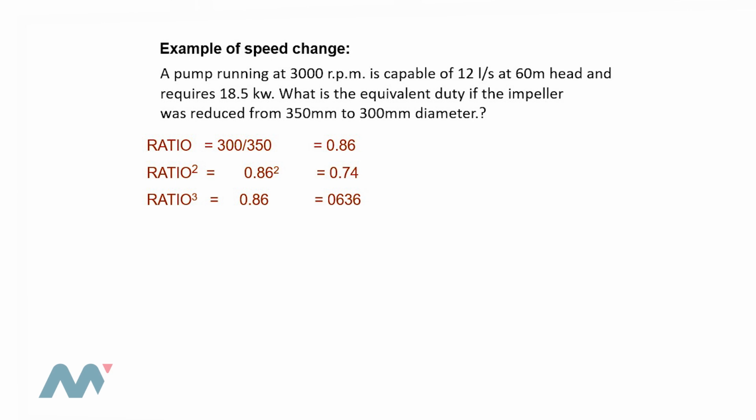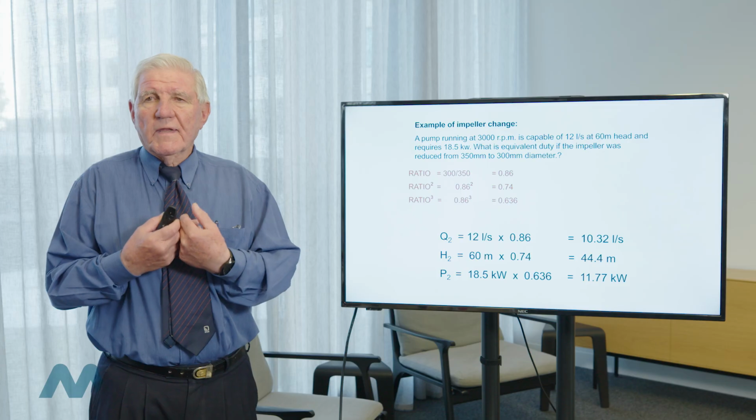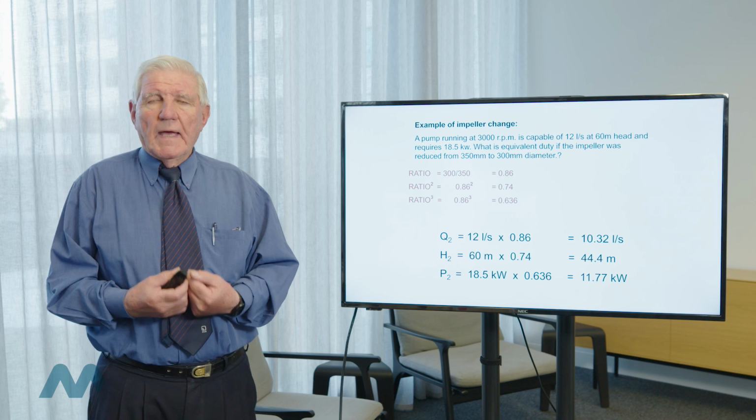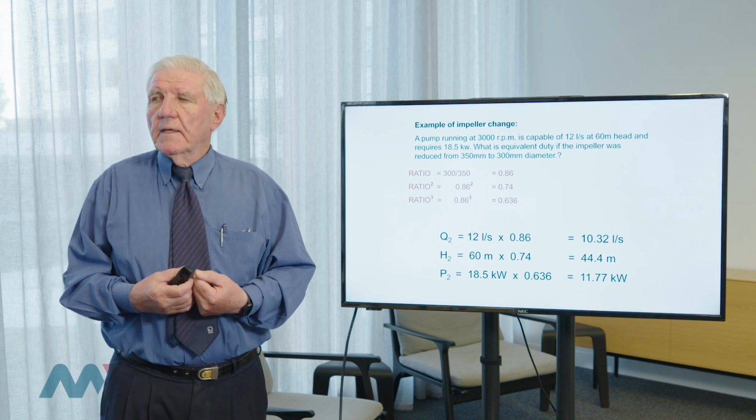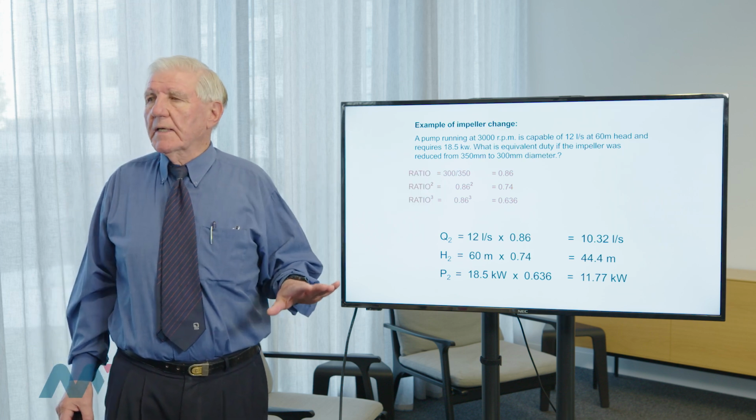We now revert those formulae back to our flow. So we've got 12 litres a second times 0.86, which gives us 10.32 litres per second. Our head, 60 metres times 0.74, which is 44.4. And our power is 18.5 kilowatts times 0.636, which gives us 11.77. But it's in exactly the same ratio as changing the speed. If the ratio for speed is 0.86, we would see exactly the same reduction in flow and head.